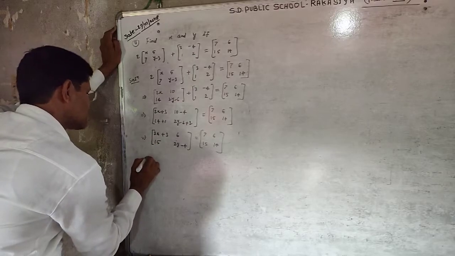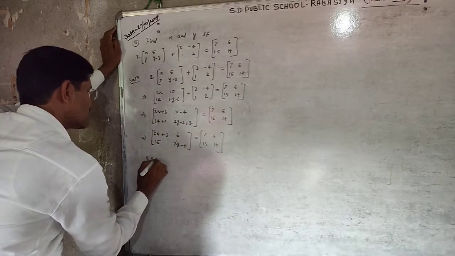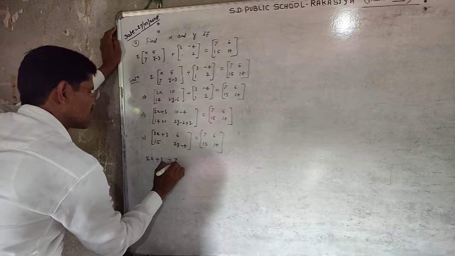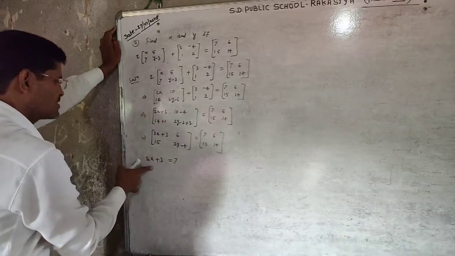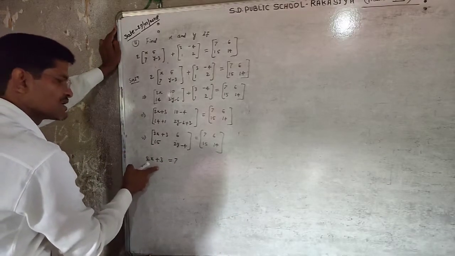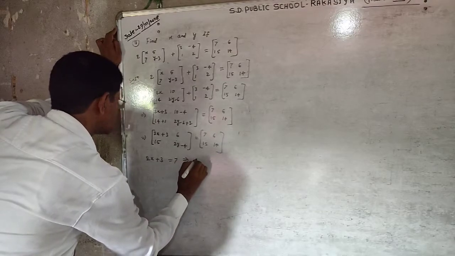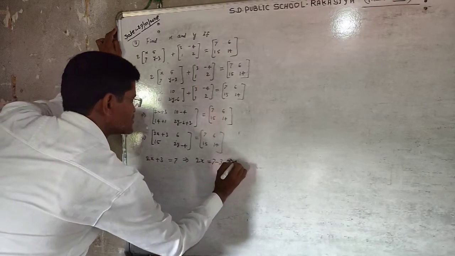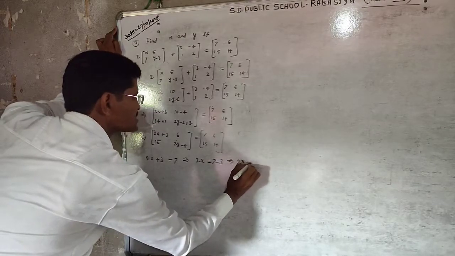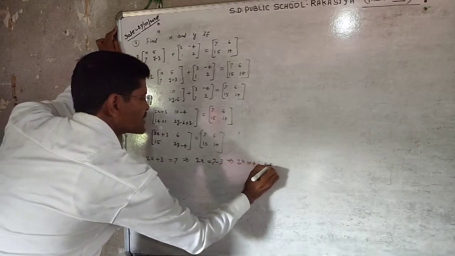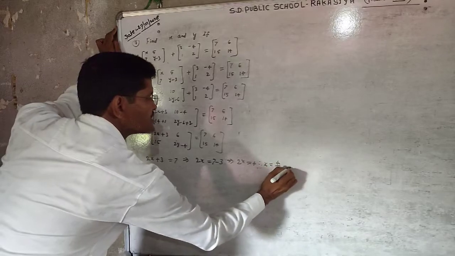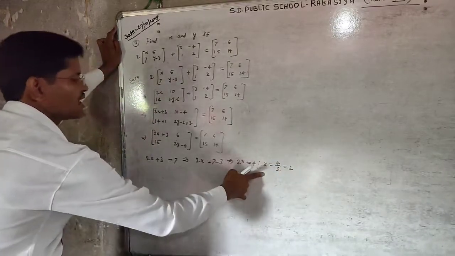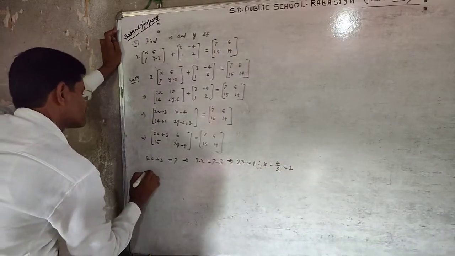From this relation we can write that 2x plus 3 is equal to 7, and we can find the value of x from this relation. This implies 2x is equal to 7 minus 3. This implies 2x is equal to 4. Therefore, x is equal to 4 by 2, which is 2. Means the value of x is 2.